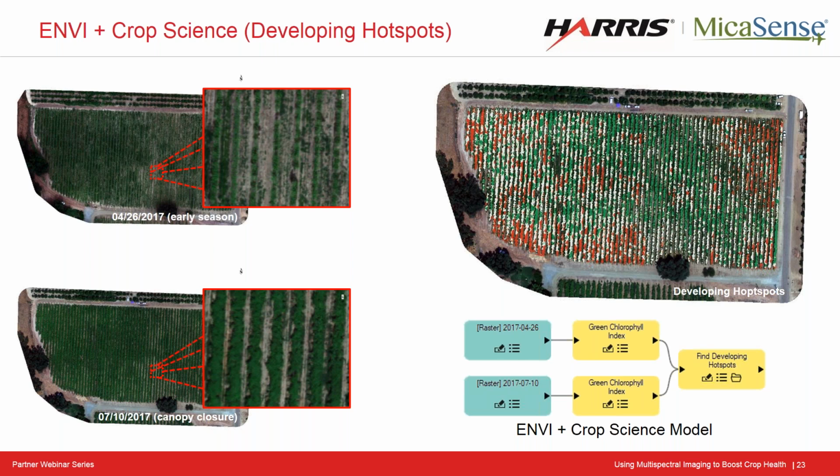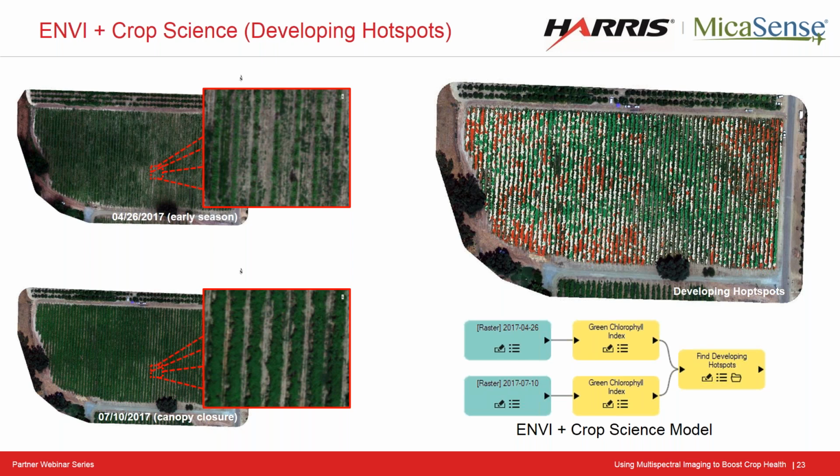And then on the right-hand side, we have the developing hotspot tool. So this takes in, once again, you can look at that model in the lower right-hand portion. You see that we have two raster images, early in the season, later in the season. We pass those through the green chlorophyll index, and then we put both of those results into the find developing hotspot tool.